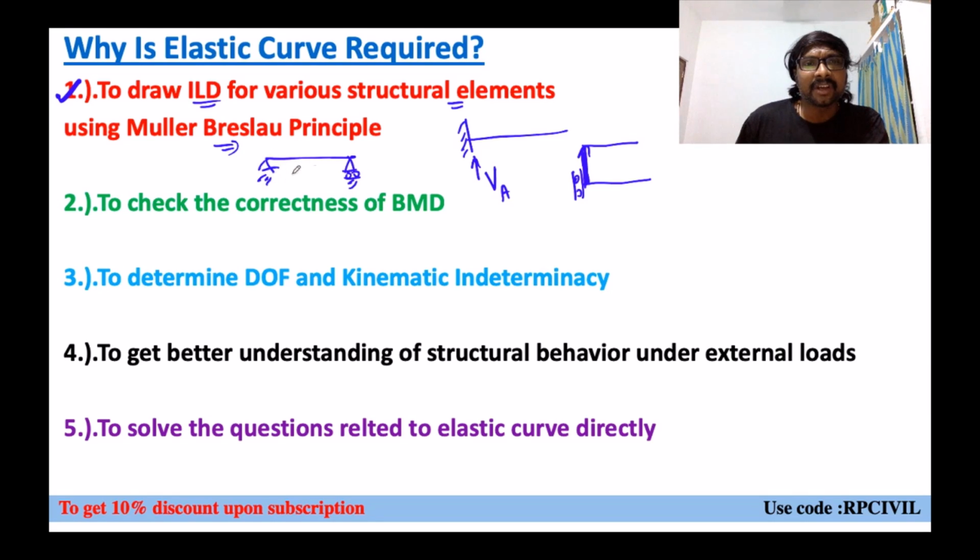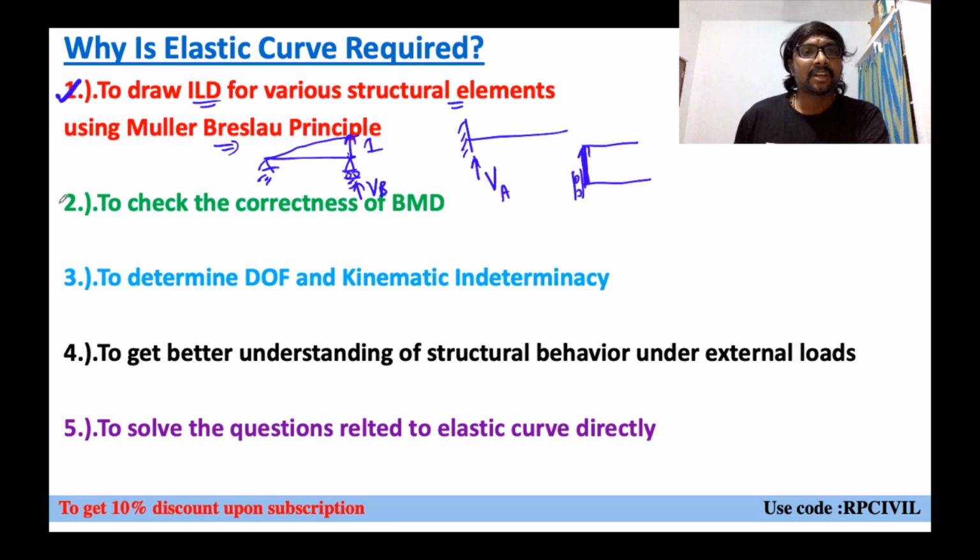and if you want to draw the ILD for this vertical reaction, this is VB, let us say, what you do is remove this vertical reaction and just apply unit deflection at this place. The corresponding deflected profile will be the ILD. So if you know how to draw the elastic curve for mechanisms, you can draw the ILD for which one? Determinate structures. If you know how to draw the elastic curve for structures, then you can draw the ILD for indeterminate structures, because the ILD for indeterminate structures will be curved, like that. The ILD for determinate structures will be linear like this. So that is the first use.